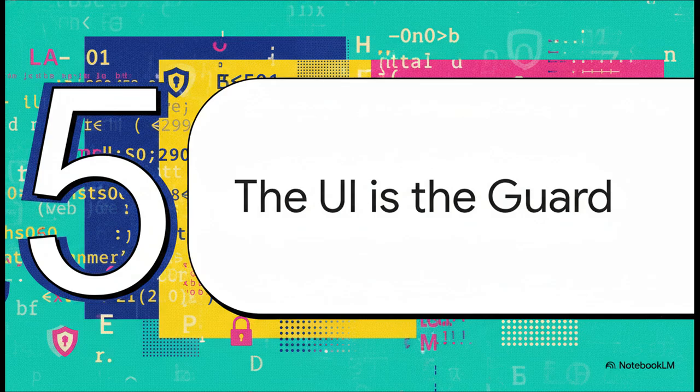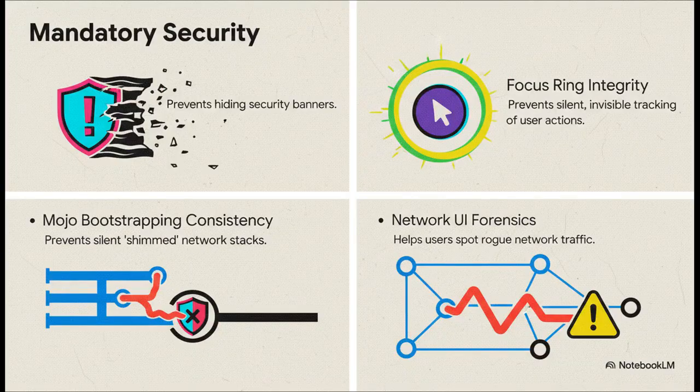So when you add all of these layers together, the color, the typography, and the shadows, the user interface itself becomes the guard. It's this silent sentinel, constantly watching over your system. And these aren't just design guidelines, they are mandatory security implementations. The system forbids any code from hiding security banners. It requires that a visible blue focus ring always shows you what you've selected, so malware can't just silently track your clicks. And even things like Mojo bootstrap and consistency ensure that the way fonts are loaded can't be hijacked to create a rogue network connection. Every single rule is there to turn the UI into a consistent, verifiable, and trustworthy guardian.